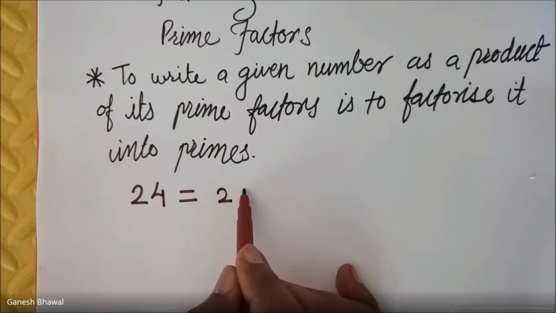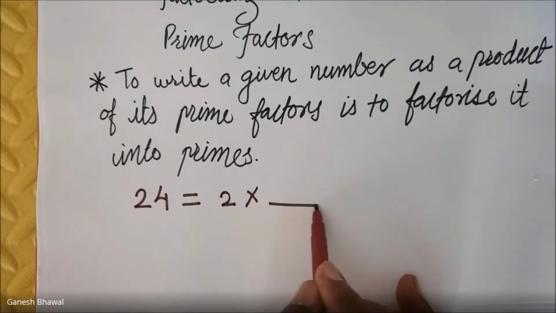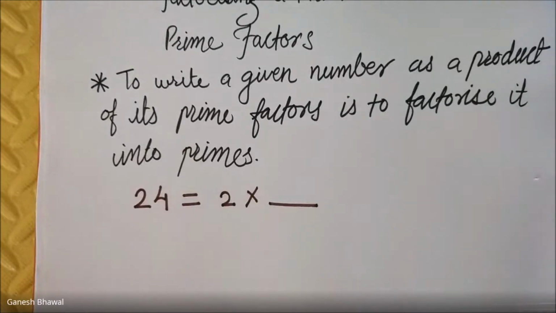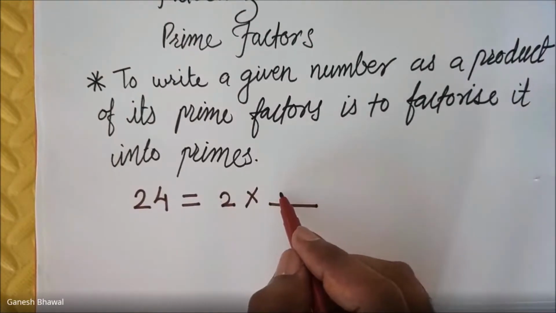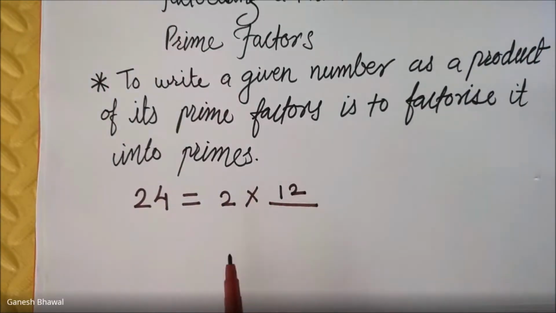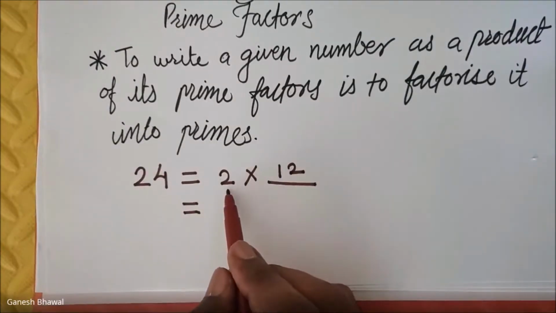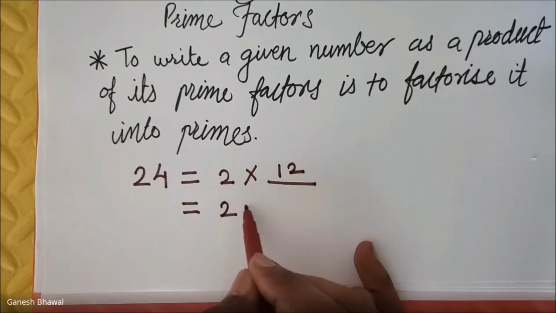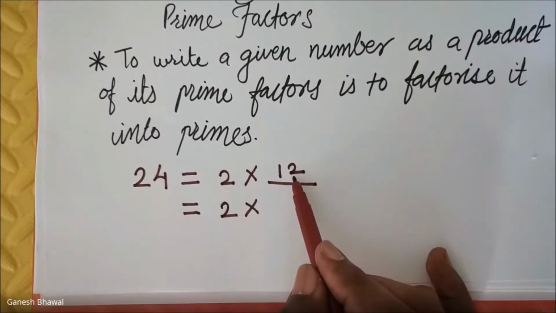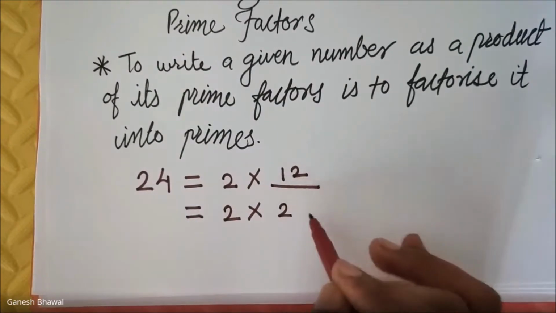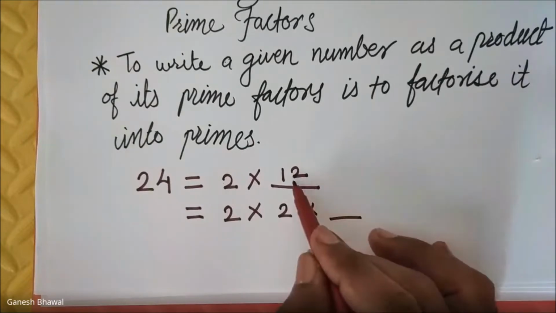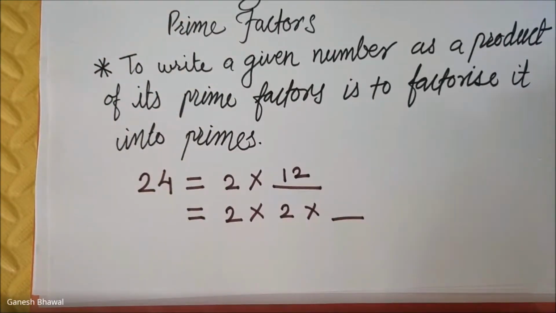Now tell me, 2 multiplied by dash equals 24. What number will come? Type it in the chat box. 2 multiplied by 12. Correct, 12. 2 we will write as it is down. We have to factorize 12. Now tell me, 2 into dash equals 12. Correct, 6.